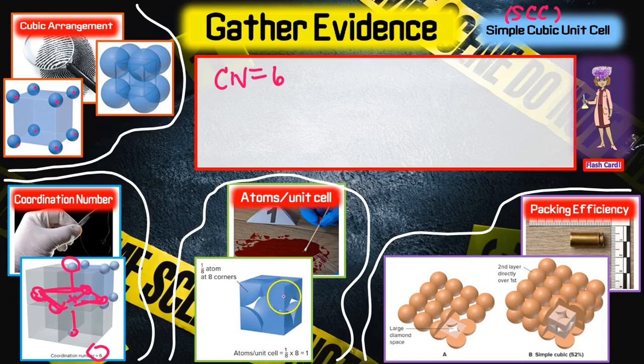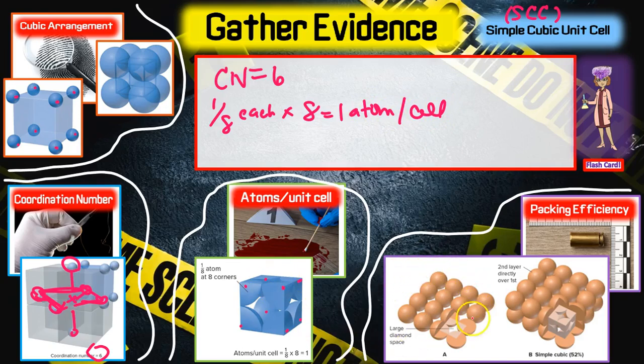In SCC, the particle at each corner is a part of 8 adjacent cells. So as you can see, we have a particle corner here, here, here, here, here, and here. Again, we saw over here how it's going to be a part of 8 adjacent cells. So we can say 1/8 of each atom belongs to each cell, and we know that we have 8 corners, so that means we're going to have 1 atom per unit cell in SCC.